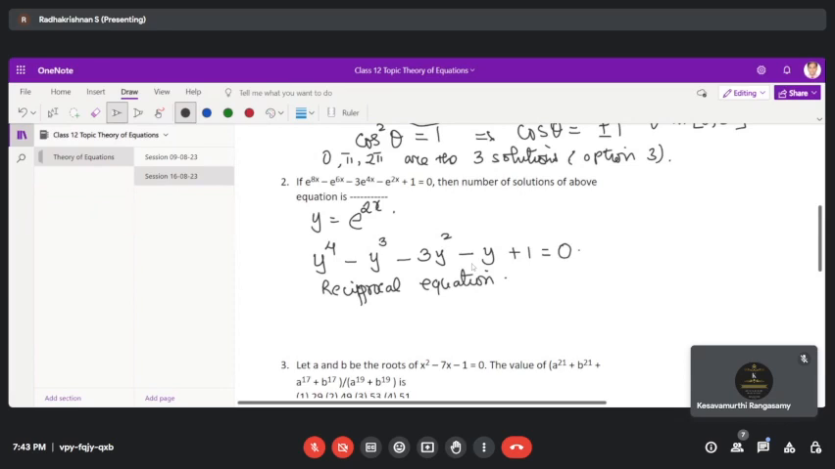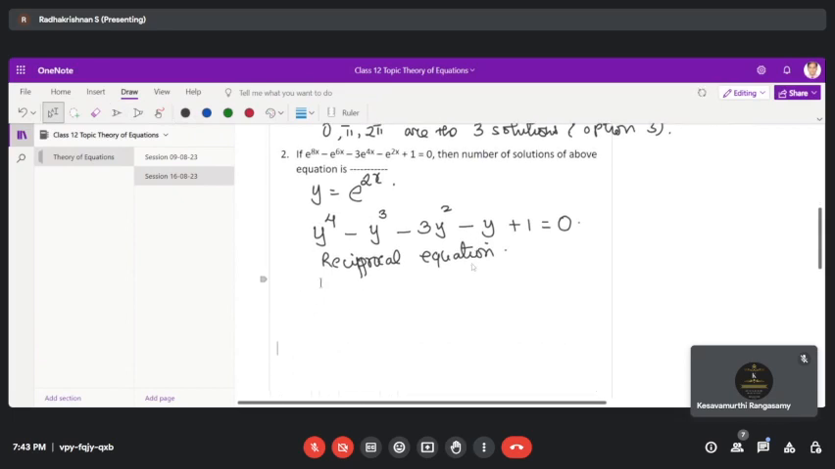So reciprocal equation, what is the approach? Anybody? Tell the first step now. Sir, divide by y square, sir. Correct. Divide by the middle term, which is y square.